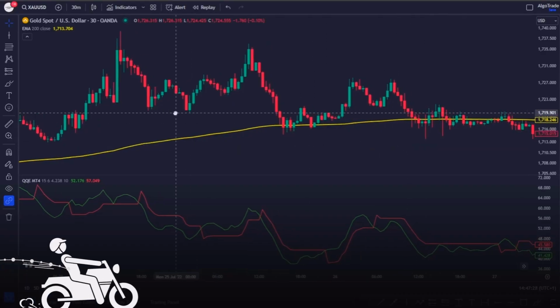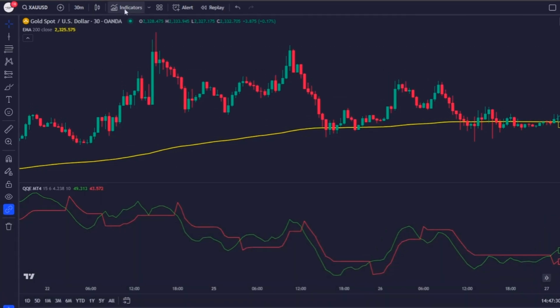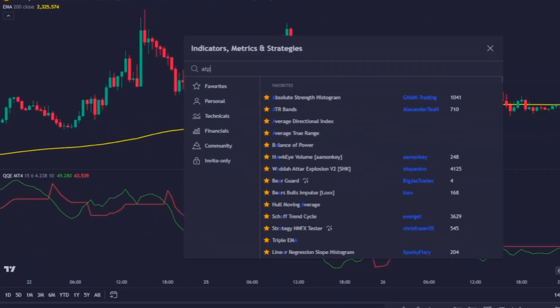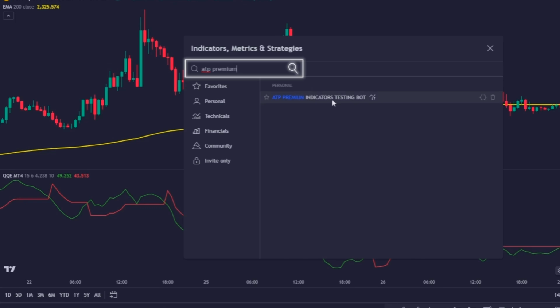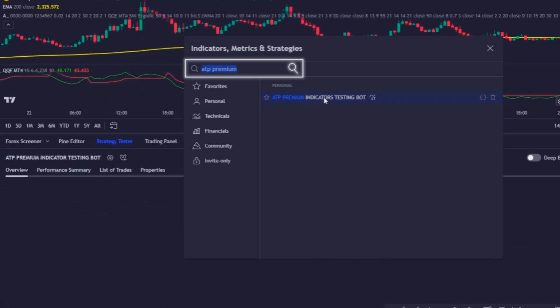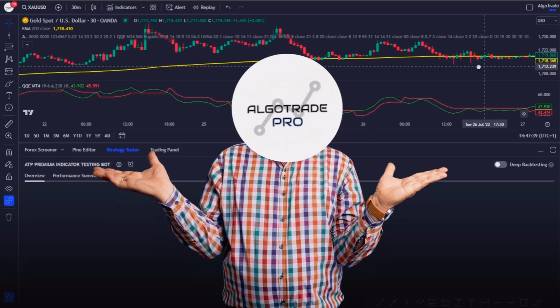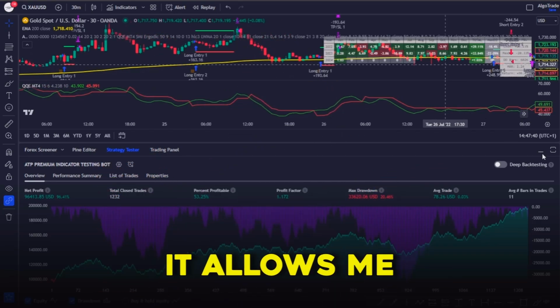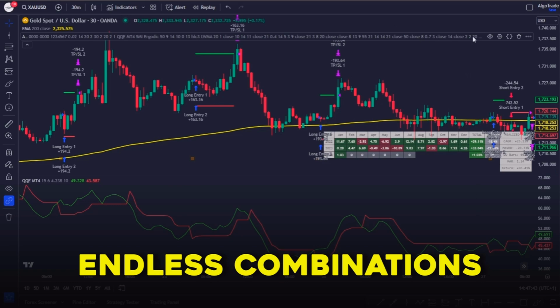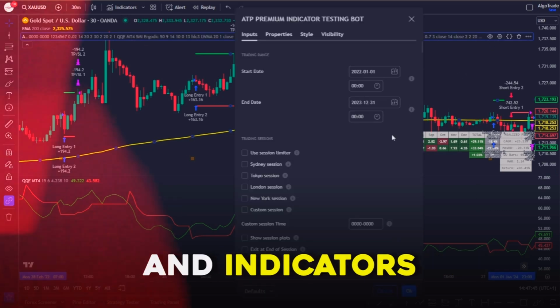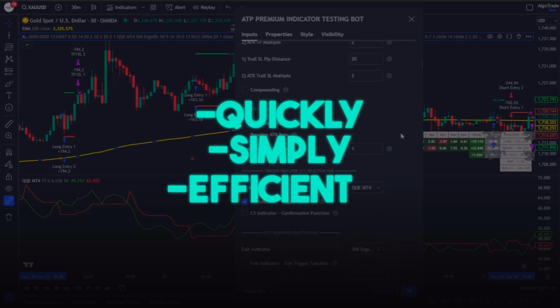To streamline and speed up the backtesting process, I will head back to the Indicators tab, search for ATP Premium Indicators Testing Bot and add it to my charts. If you are not familiar with this tool, it allows me to test endless combinations of strategies and indicators, quickly, simply and efficiently.